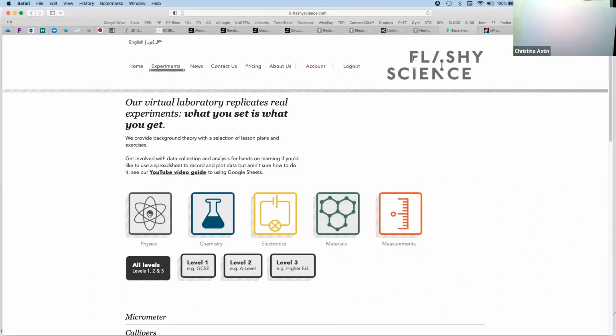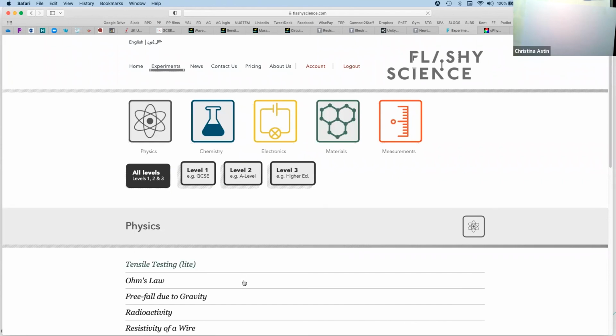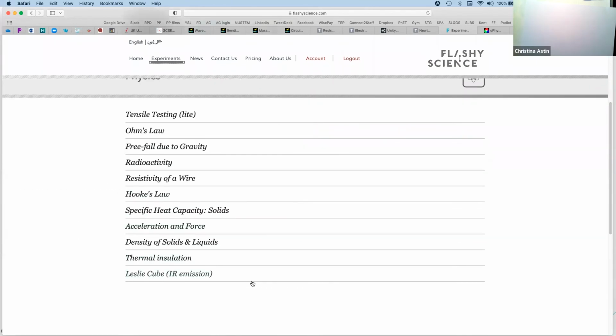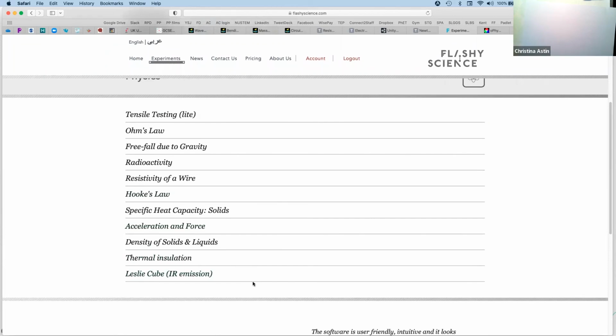So you can search by physics, chemistry, etc. So we want physics, and we want level 1, which is GCSE. But let me just show you all the other things that are there. Okay, quite a lot of useful stuff.